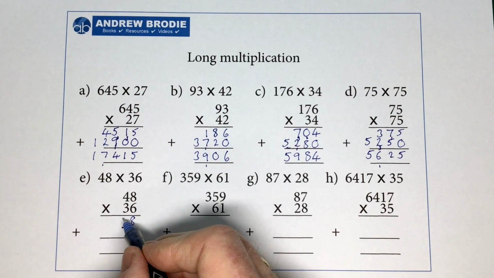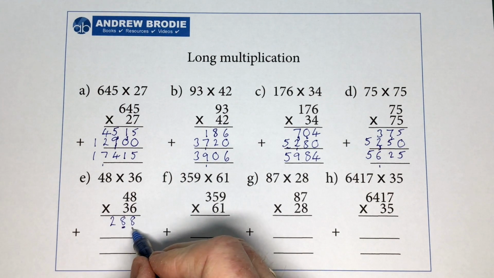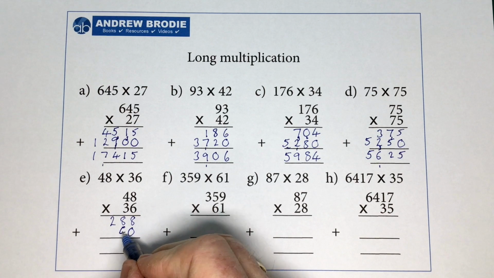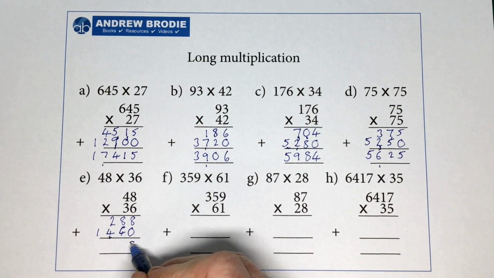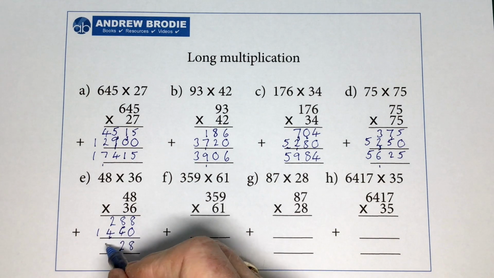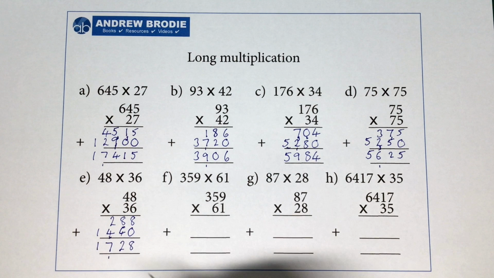8 sixes are 48. 4 6 is 24, add 4 makes 28. Put a 0. 8 threes are 24. 4 threes are 12, add 2 makes 14. 8, 12, 7, 1,728.